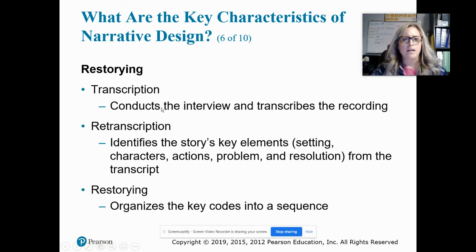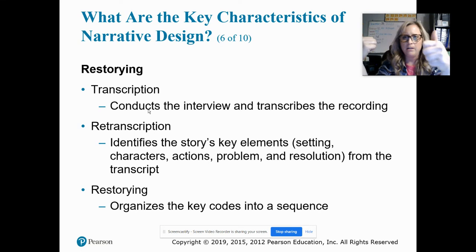Okay, now you have transcriptions. That's when you conduct the interview and you transcribe the recording. It's word for word. When you do a retranscription, you are transcribing the key elements. So this is the process that you're going to go through. Just think of it like an upside down triangle. You're starting broad, and then you're going to go through this process and get your ideas smaller and smaller as you do them.